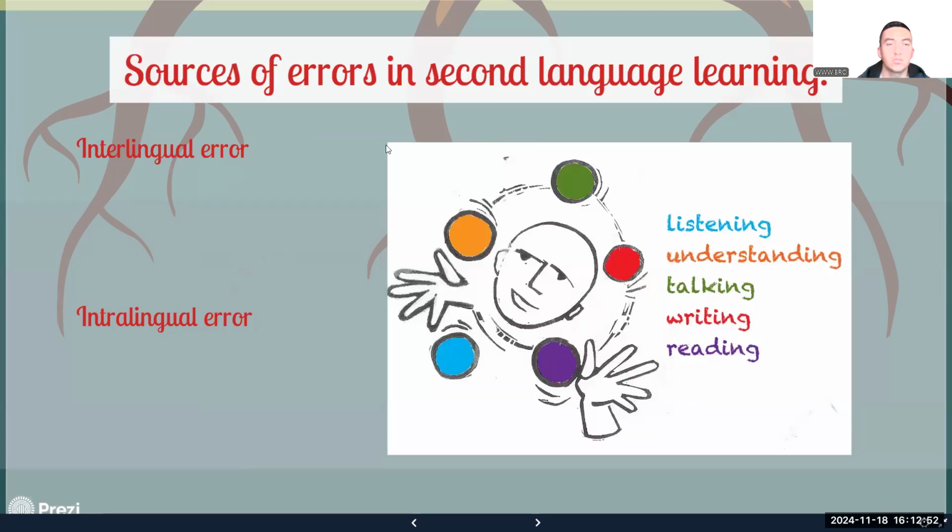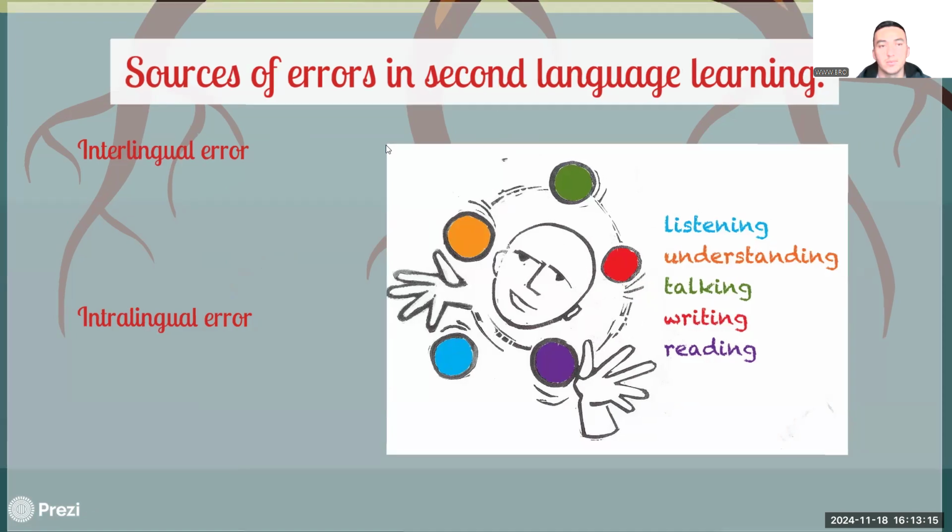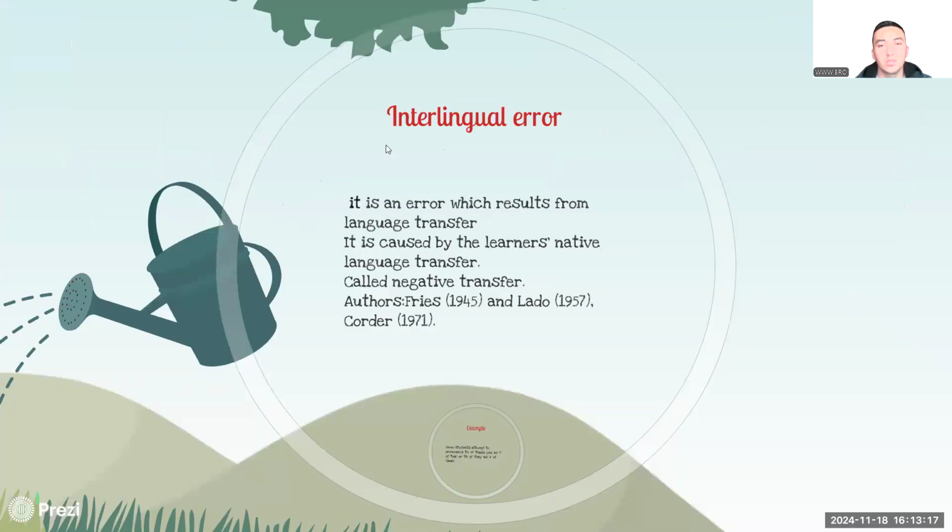Sources of errors in second language learning are divided into two types: interlingual error and intralingual error. They can be faced during listening, talking, writing and reading. Interlingual error is an error which results from language transfer. It's caused by the learner's native language transfer.